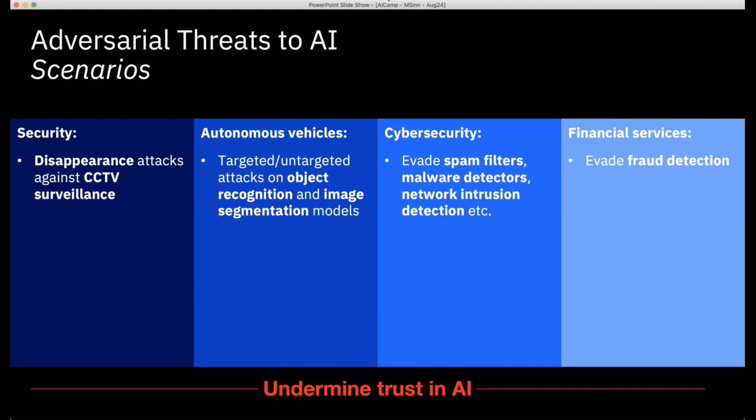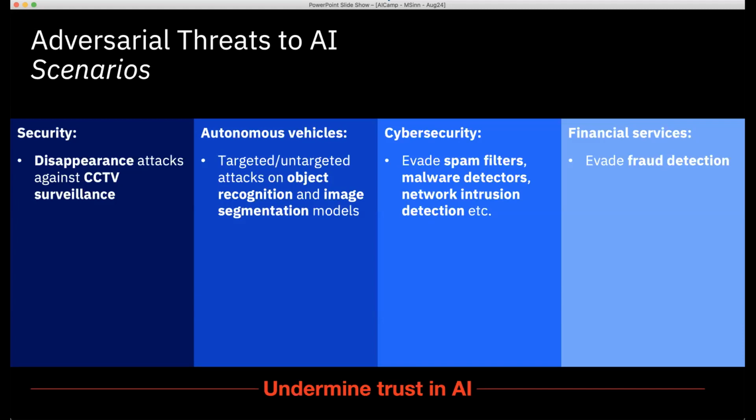In cybersecurity, more and more machine learning is used, for instance, to detect malware, spam, or network intrusions. There an attacker might try to modify the malware such that it still has the malicious functionality, but also evades the machine learning model that's in place to detect it. And lastly, you can easily imagine in the financial sector, for example fraud detection, that there's a big incentive for attackers to evade any machine learning models that are in place.